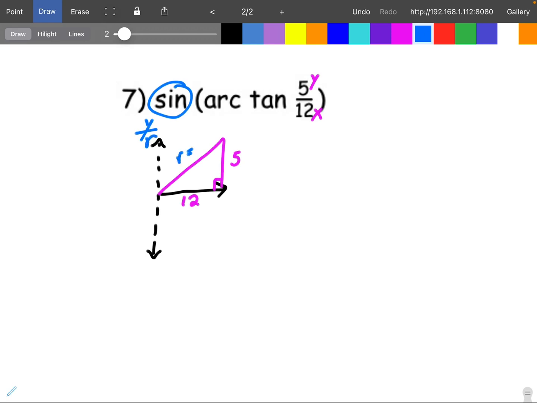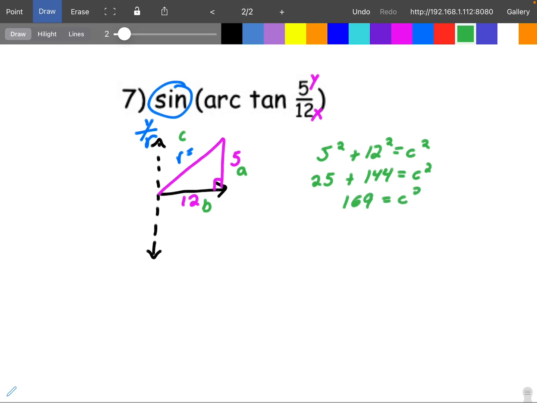Well, sine is y over r, and I don't know r, which means I need to find it. So that means this is going to be my a, this is going to be my b, or vice versa, and this must be my c. It's my hypotenuse. So I'm going to do 5 squared plus 12 squared equals c squared. Well, 5 squared is 25. 12 squared is 144. Then I can add those together, which gives me 169. And that is actually a perfect square. So the square root of 169 is 13.